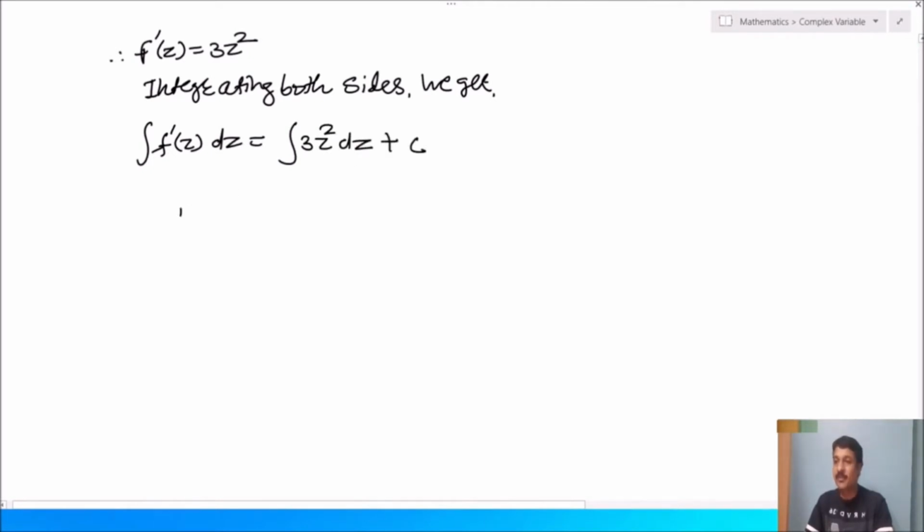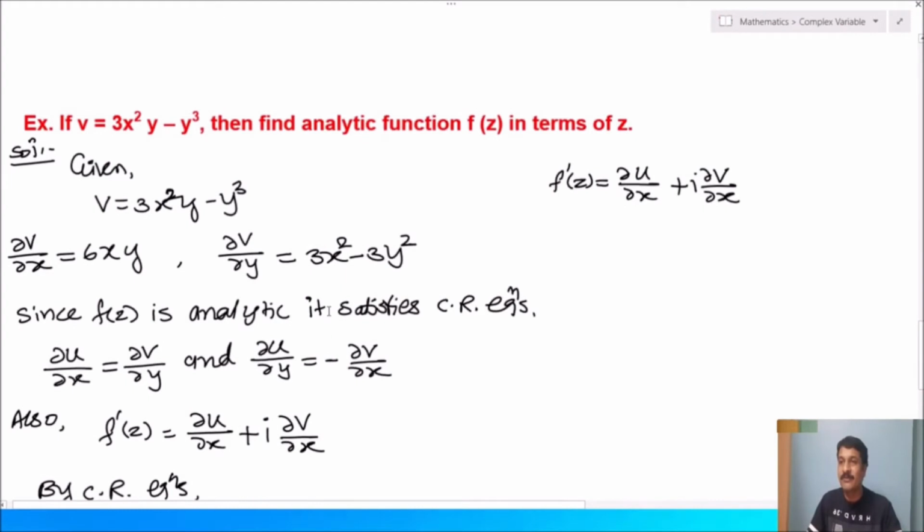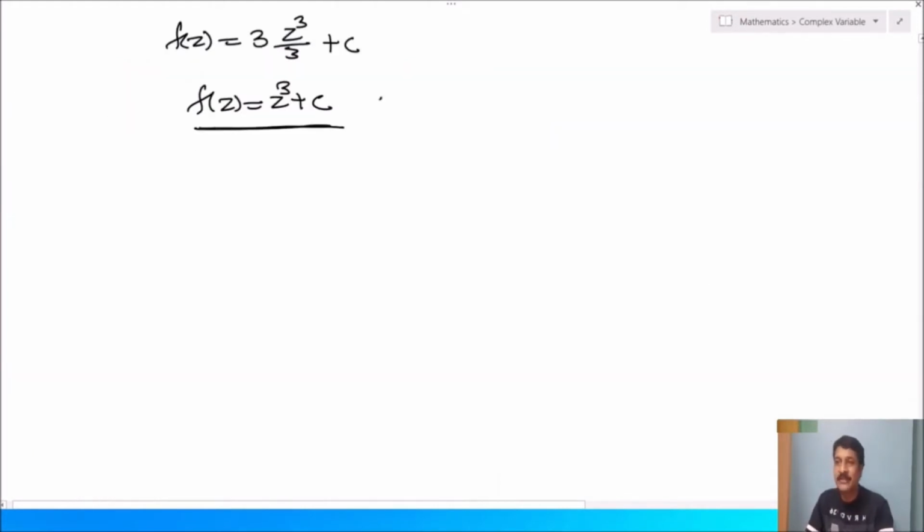Plus integration constant. So I am getting f of z equal to 3z cube by 3 plus c. So f of z equal to z cube plus c. So this is your f of z. This is the required analytic function f of z in terms of z. Sometimes if v is given, the question may be to find the corresponding harmonic conjugate, that is u. So how to find u? Actually this is your final answer for this example.